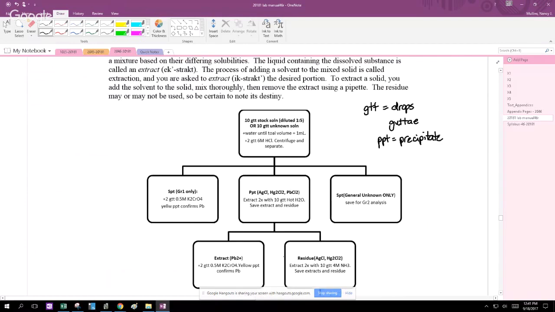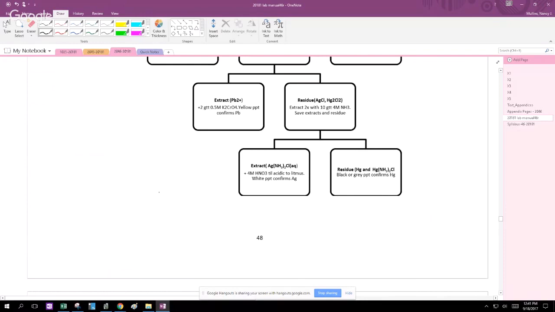For this solution, the potassium chromate, the traditional procedure has you using 0.5 molar. You probably have 0.1 molar in your tray, and that's adequate. It doesn't take a lot of chromate to get something to precipitate. And so 0.1 molar is totally okay. I just want to make a note of that.